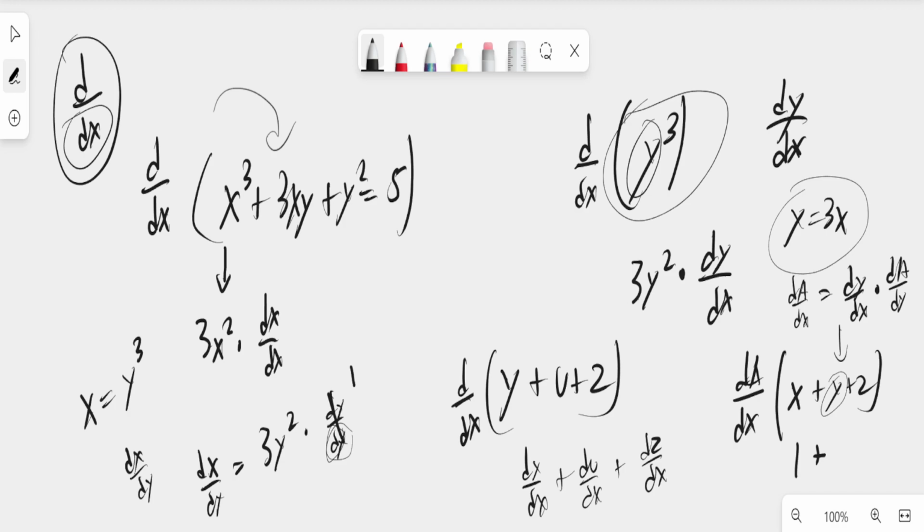And what's the derivative of this with respect to y? 1. 1 times dy over dx. What's dy over dx of this expression? 3? Yeah, so it becomes 3. And that's basically the same thing.